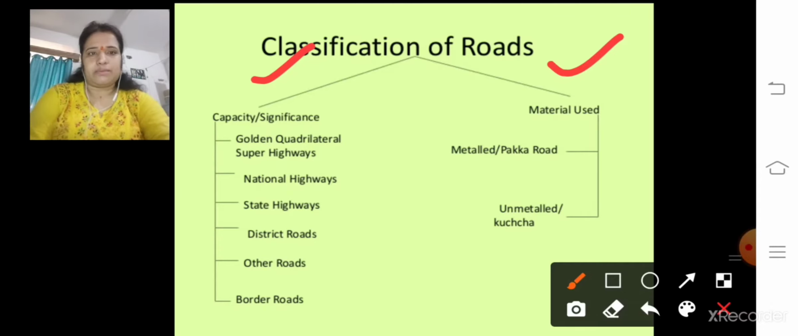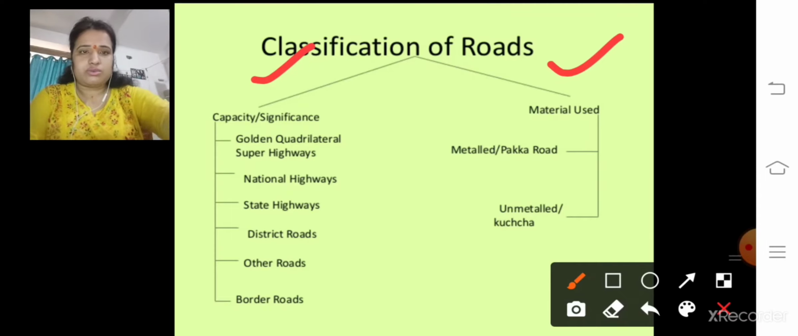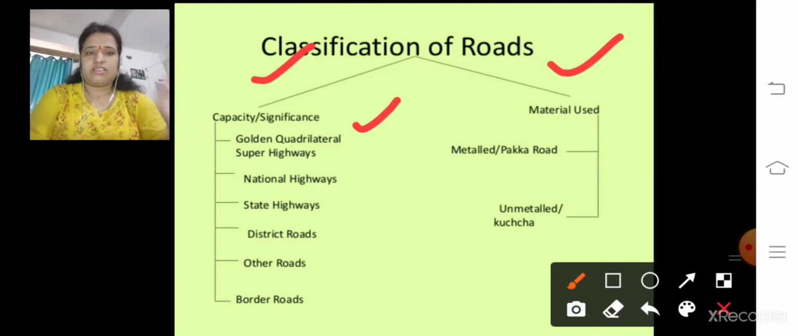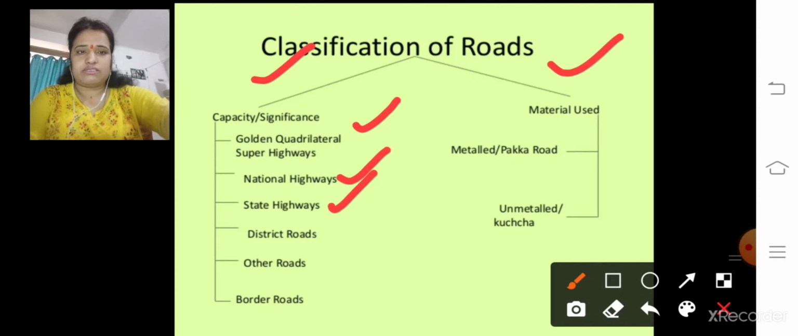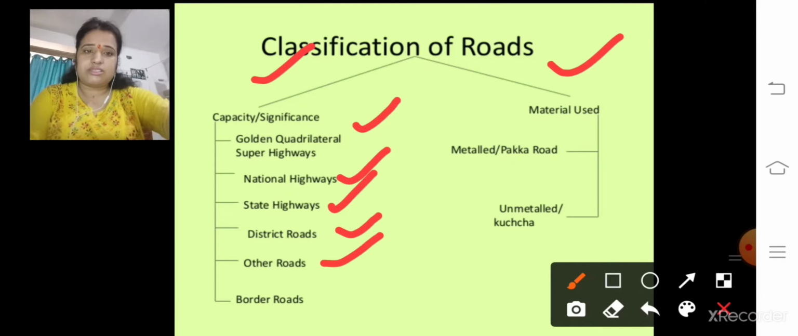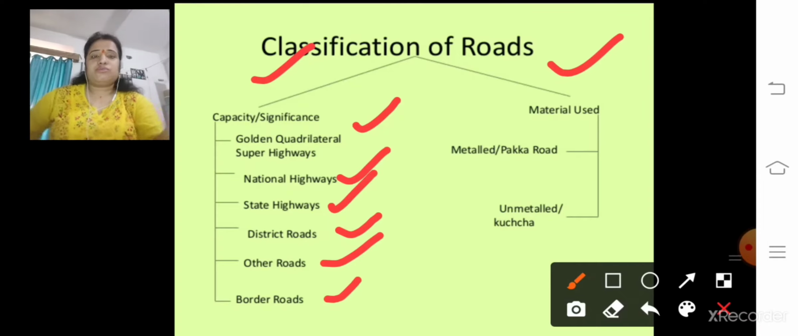So on the basis of capacity or significance, the classification is golden quadrilateral or super highways, national highways, state highways, district roads, other roads and border roads. So what are these? From the name we can identify: super highways or golden quadrilateral or national highways means highways which connect nationwide, state highways means the highways which connect states, or district roads which connect districts.